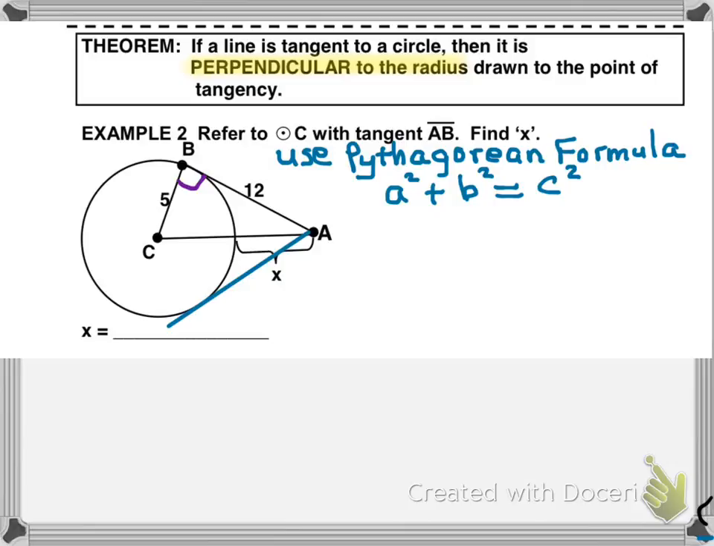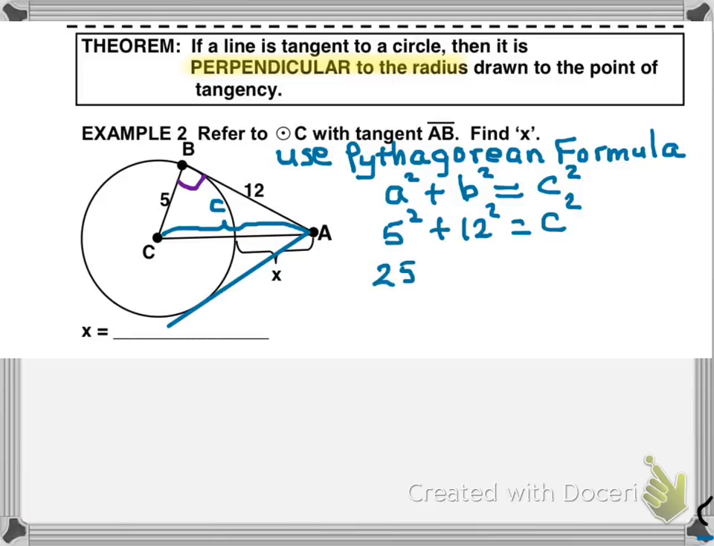The first step is to decide which side of the triangle is c. It is always the side across from the right angle. So in this case, it is side CA. So we will find c so we can then find X. So we'll use the numbers 5 and 12 for a and b. So now the Pythagorean theorem says that 5 squared plus 12 squared equals c squared.